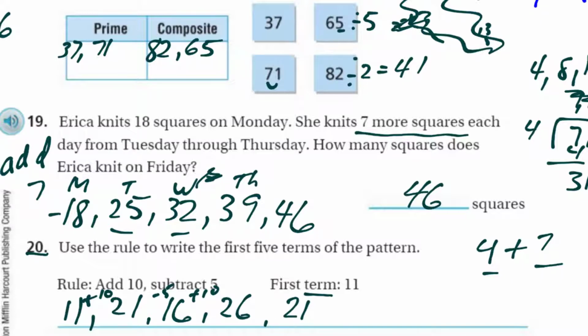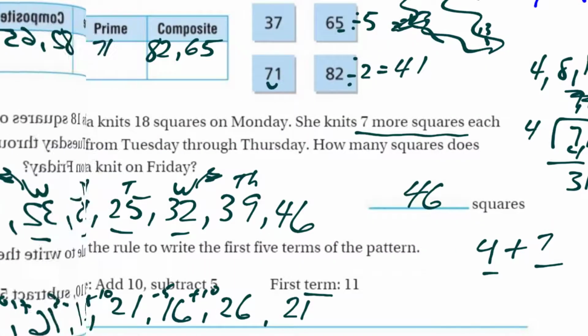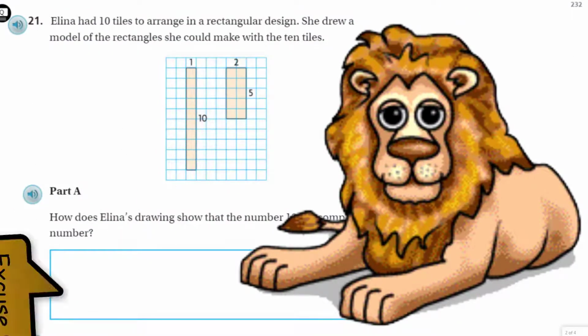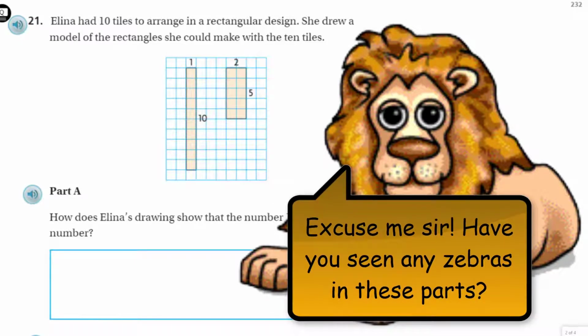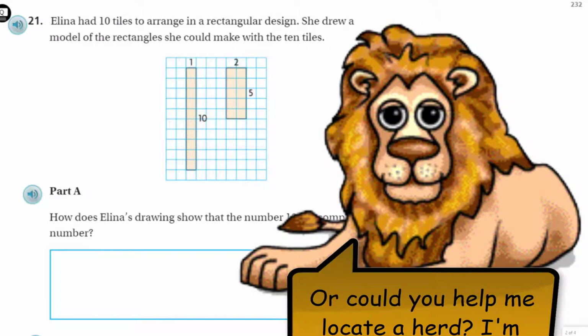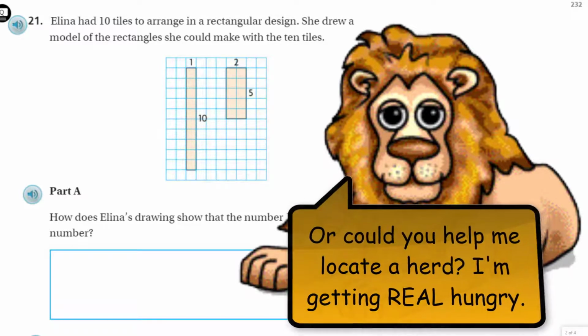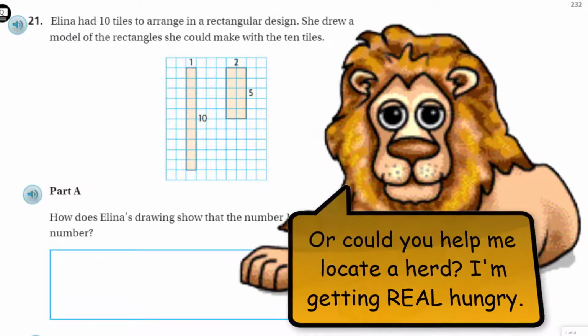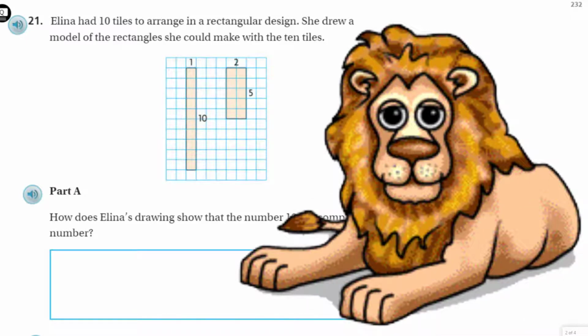Okay, it's time for Page Master. Boo! Whoa! You freaked me out. What? You gotta be kidding me. No. I am not helping you find a dazzle or a zeal, whatever you call the little group of zebras. Why am I going to help you?